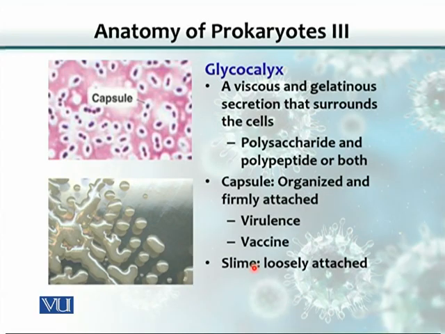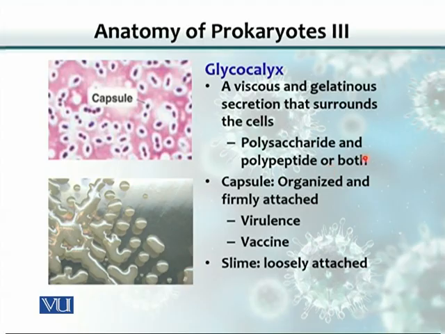Now, let's talk about the glycocalyx. It is viscous in consistency and gelatinous, gel-like. It surrounds the cell. It is secreted by the cell and adheres to the outer part of the bacterium. Composition-wise, it has polysaccharides and also proteins, what we call polypeptides. So it's a combination of both. And the composition of these polysaccharides and polypeptides varies from one organism to the other.